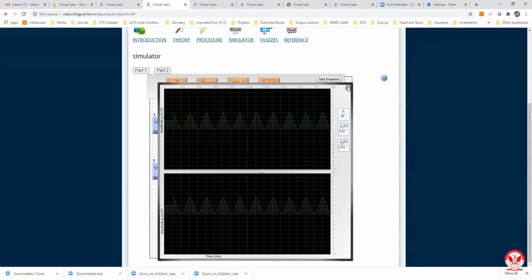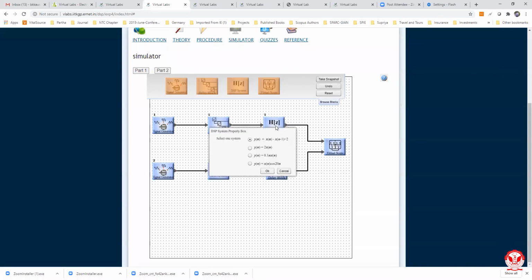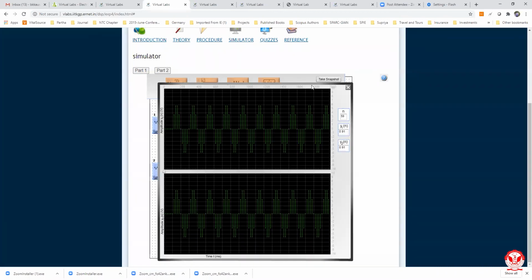What does it reflect? The selected system, yn equal to xn minus 1 plus 2, is a time invariant system. Next we select yn equal to twice xn. Okay. Again we will select here yn equal to twice xn here. Press OK. And we will observe on the virtual scope. What we find? Again both are same.